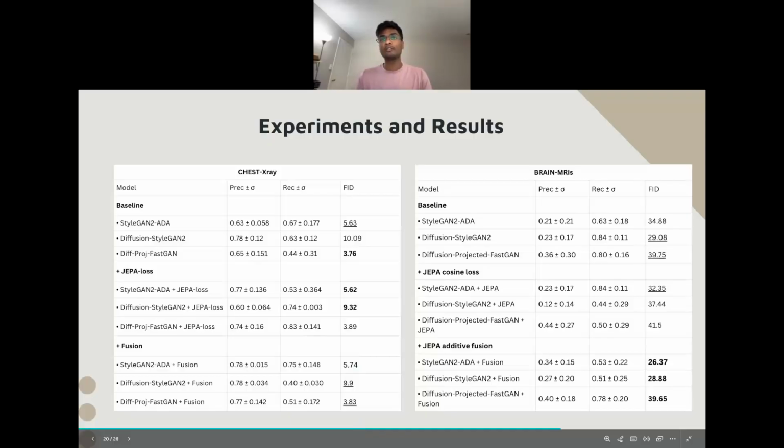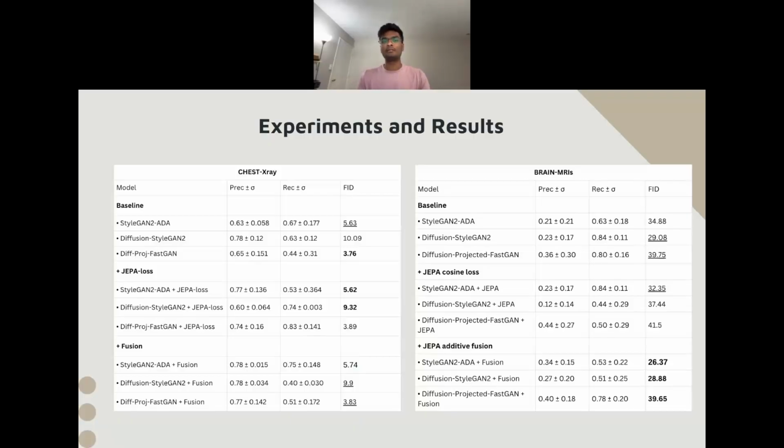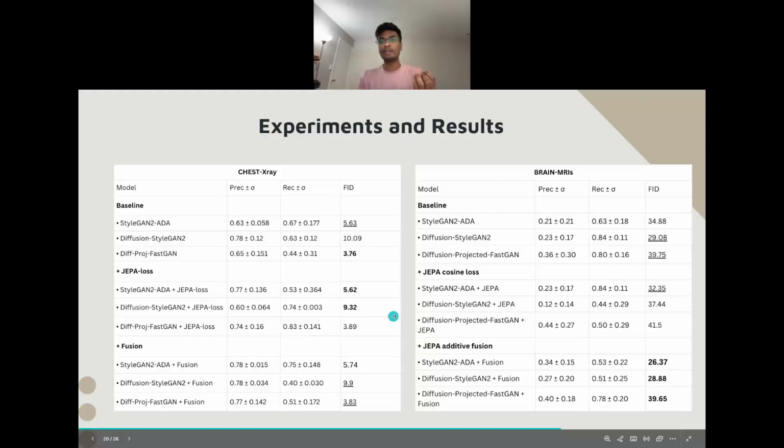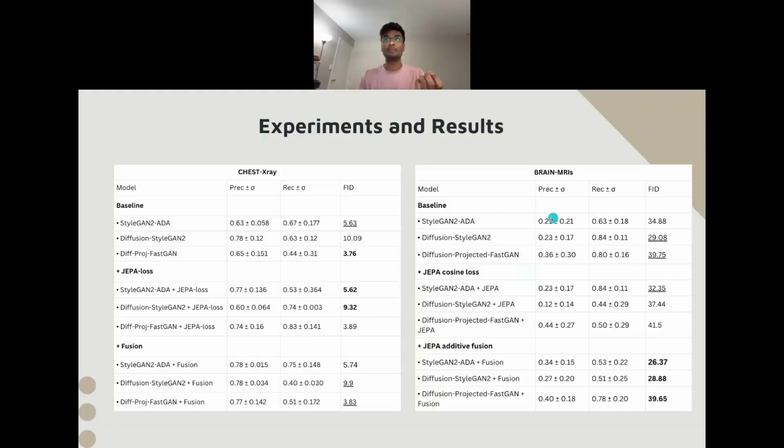So, the main improvements that we've actually observed were in the brain MRI itself, where we see a 25% drop in FID score. Initially, the baselines are at 34. The StyleGAN was able to produce a FID of 34.88, and it dropped all the way to 26. That's a pretty good improvement when it comes to showing that the I-JEPA embeddings can actually improve the network conditioning.